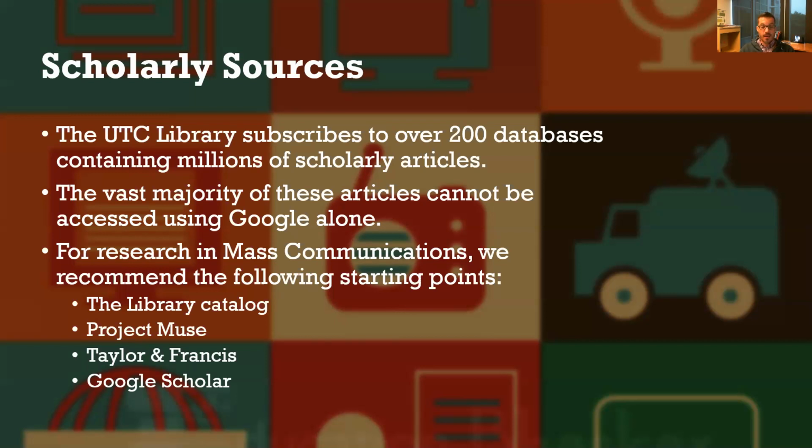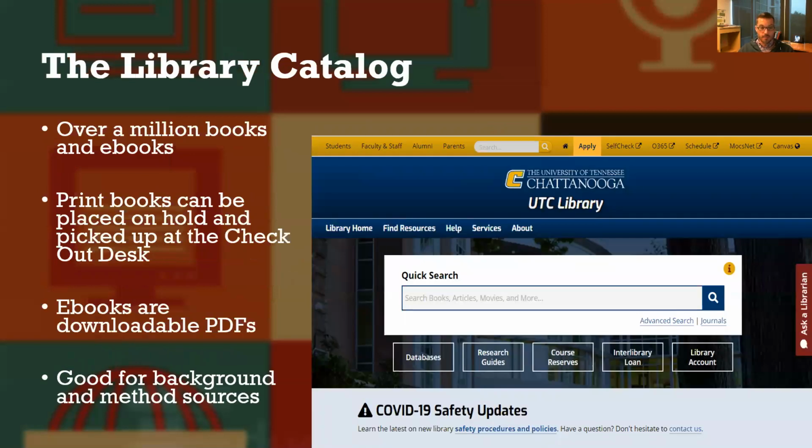They are the Library Catalog, Project Muse, Taylor and Francis, and Google Scholar. And I'll go through each of them one at a time. The first being the Library Catalog. If you go to the library website, right there, that search box right in the middle, that's the catalog. This has over 1 million books and ebooks within it, and it's constantly growing.